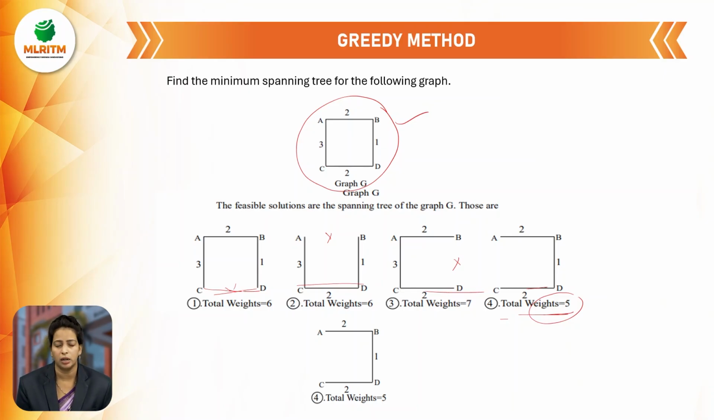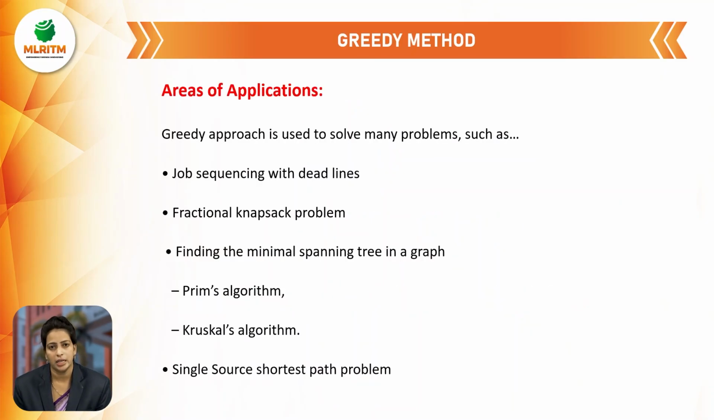So the greedy method mainly focuses on 2 properties. First one is the greedy property, second one is the optimal structure property. Areas of application of the greedy method are job sequencing with deadline, knapsack problem, and minimum cost spanning tree. There are 2 algorithms used to find minimum cost spanning tree. First one is Prim's algorithm, second one is Kruskal's algorithm. And the last one is the single source shortest path problem.